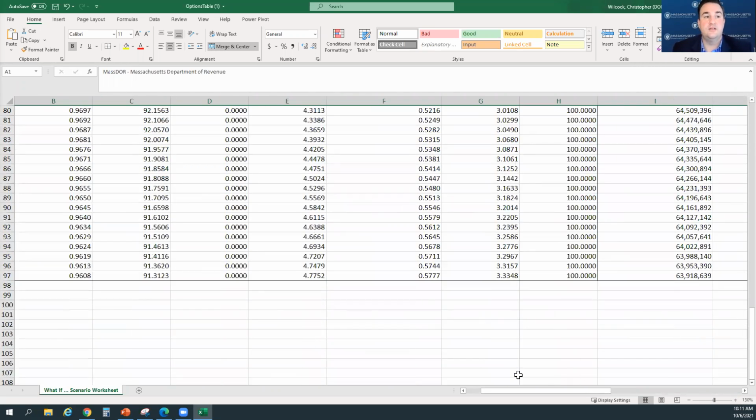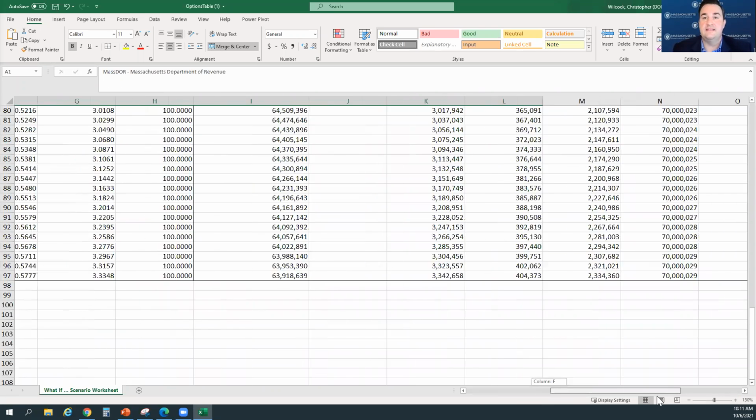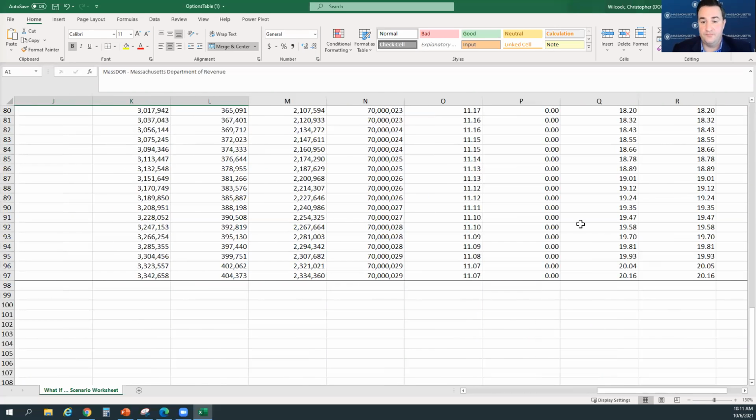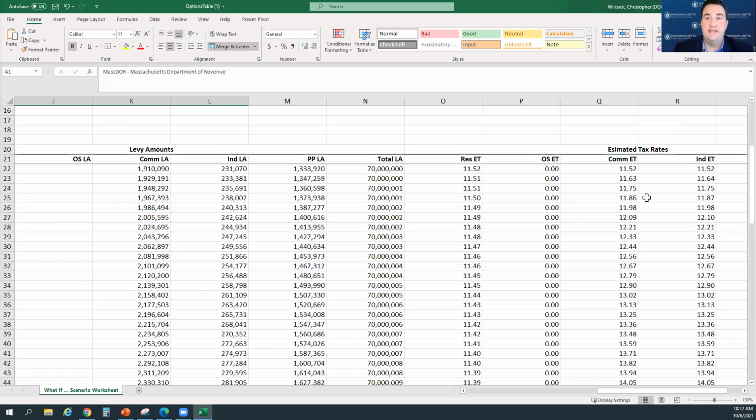I'll make this a little larger. So from here, you can take this information and these different tax rates, and you can create estimated increases or percent changes or whatever information based on your average single family, your average condominium, or your average commercial valuation, just using this rate that's generated from this form, and also using this rate, which is generated for the commercial, industrial, and personal property. You can put together some estimated numbers to help you at the classification hearing.